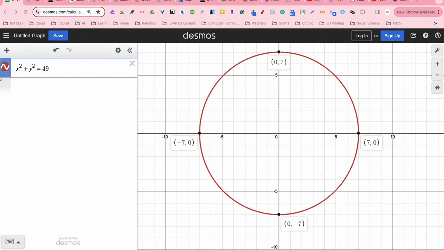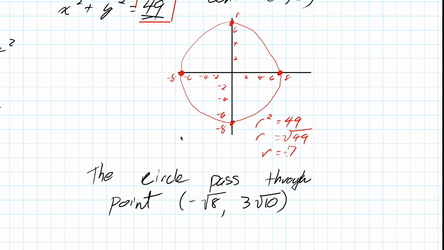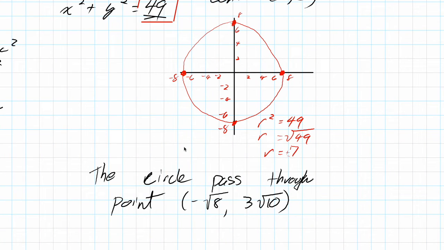It passes through this coordinate: negative root 8 and 3 times root 10. That coordinate, in mathematics, we'd call an intractable coordinate. Oh, I didn't write it on the right page. Let me show you. You're looking at the wrong page here. Here we go. I wrote it down. The circle passes through this point: negative root 8 and positive 3 root 10.